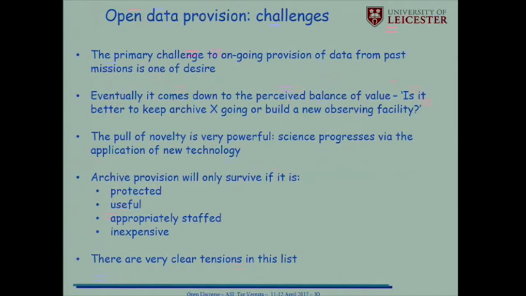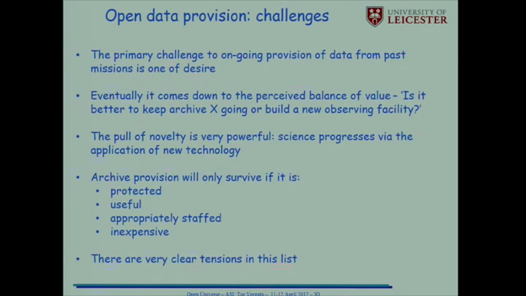Okay, so the challenges. I've spoken to Andy Pollock and Paolo Giomi about this meeting only very briefly. I've been involved in the business of providing data for some years now, and I suppose the first thing to say is that the primary challenge to ongoing provision is one of desire. Does the community that is going to be paying for this want this? Because if they don't want it, they're not going to pay for it. And eventually, it comes down to the perceived balance of value.